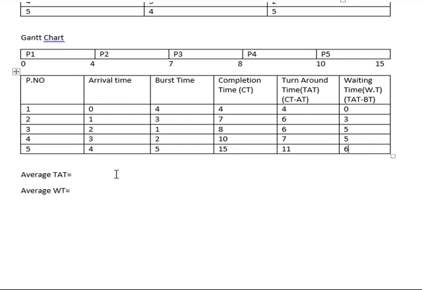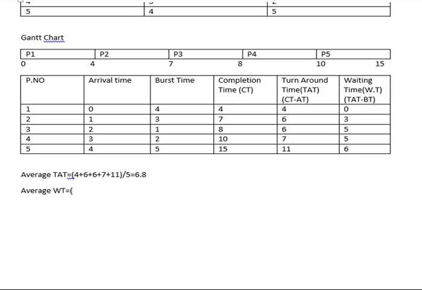And finally we just have to calculate the average turnaround time. This we all know how to calculate, that is just sum up all these values and divide it by the number of processes. So I'll write them all, that is 4 plus 6 plus 6 plus 7 plus 11. I think I've taken all 5, yes, and then just divide it by 5, and what you're getting is 6.8.